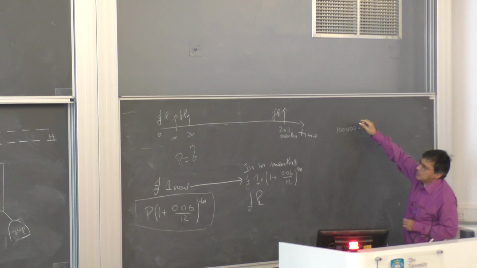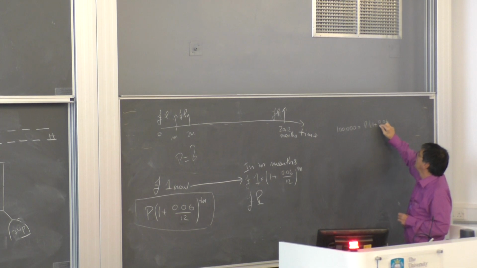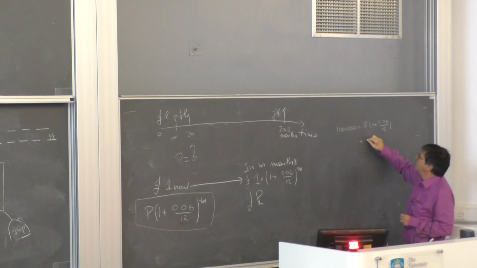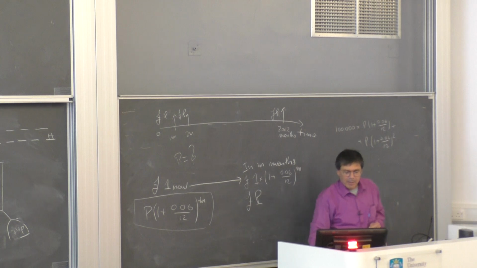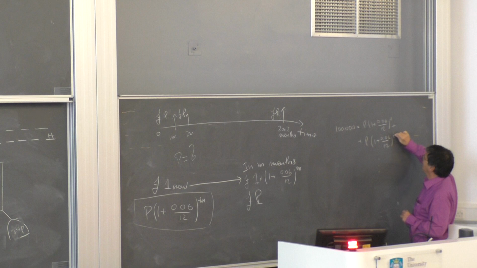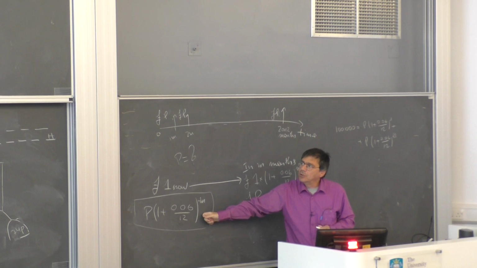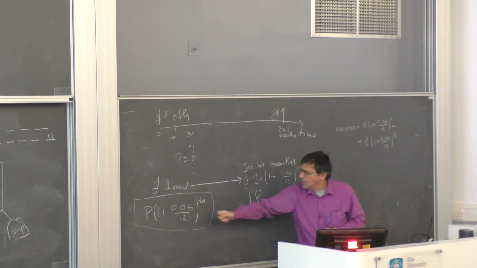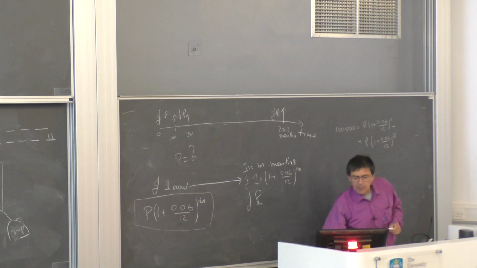So this is P times 1 plus 0.06 divided by 12, plus P times 1 plus 0.06 divided by 12 squared, and so on. Let's write this in a more compact way. Sorry. Minus 1 and minus 2, right? The present value of P pounds paid in M months is this much. So I have a minus 1 and a minus 2 and so on. So I can write this in a more compact way.